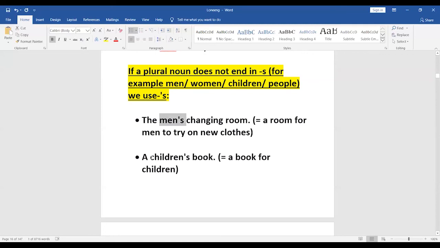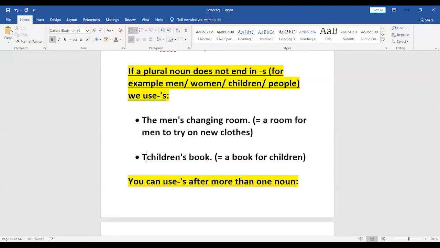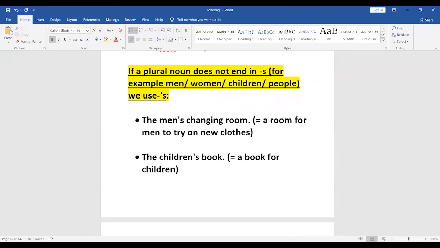A children's book. Okay, you will not say a children's book. You will say the children's book. You cannot say a, because it is plural. So you say the children's book. Whose book is this? It's the children's book. So the very noun is plural, and then they're adding an apostrophe S to it.